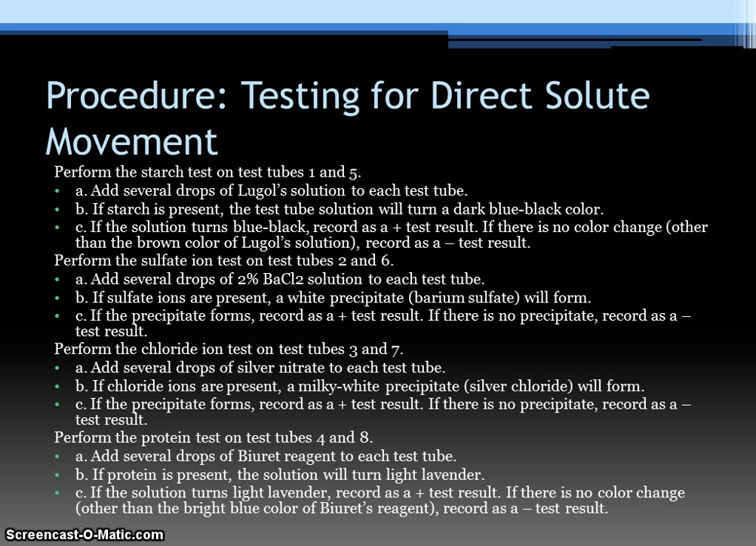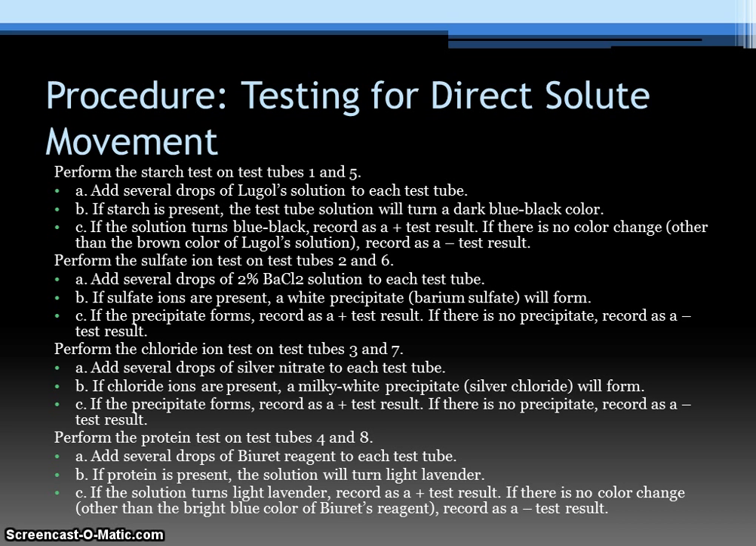So for this, we would add several drops of the 2% BaCl2 solution to each test tube, and if sulfate ions were present, a white precipitate, known as barium sulfate, would form. If that would form, we would record it as a positive test result, and if there was no precipitate, we would record it as a negative test result.